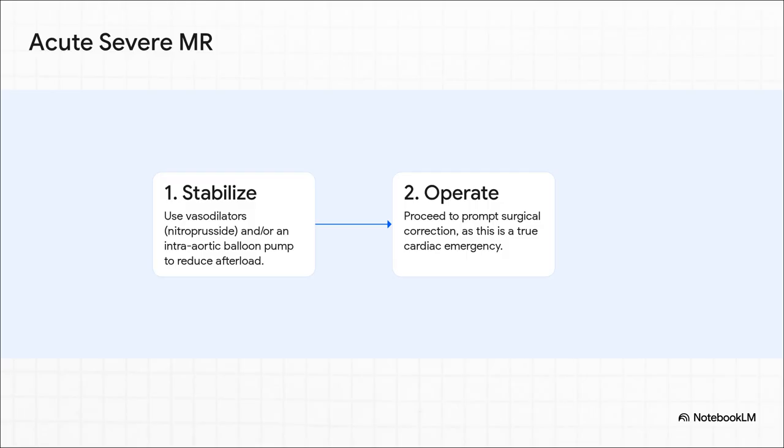First, you have to stabilize them, right? You medically bridge them. The key is to reduce afterload, make it easier for the heart to pump forward. So you use powerful vasodilators like nitroprusside. Sometimes an intra-aortic balloon pump can help too. And once they're as stable as you can get them, to the operating room fast.